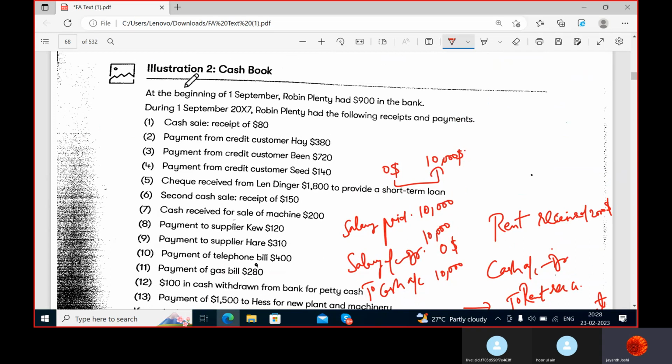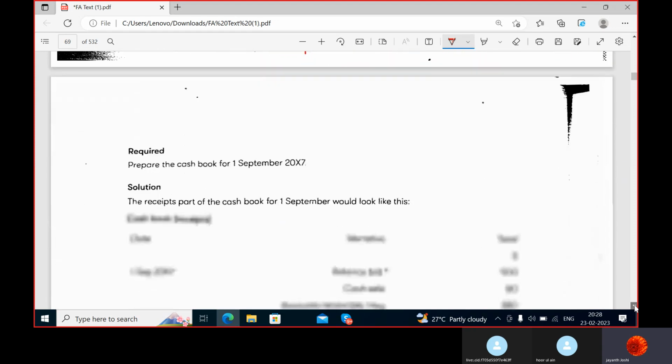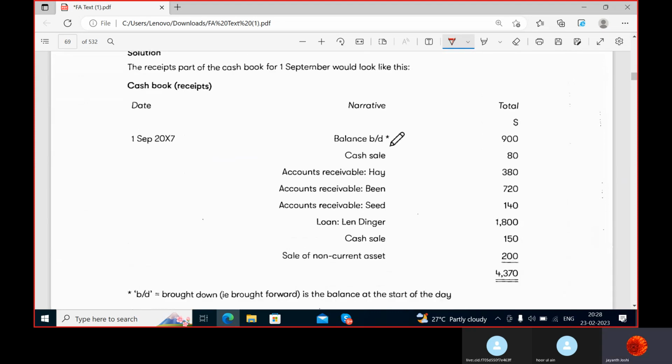So we will do it fast. At the beginning of 1st September, Robin Plenty had 900 in the bank. So he already had 900 in the bank. So he already holds 900. So we'll start with 900, correct? So in the receipts, we will show $900. Please tell me yes.